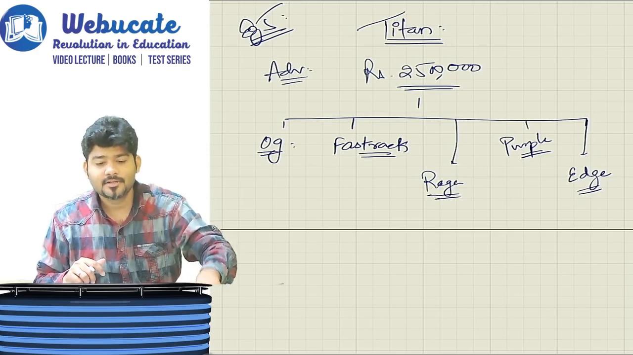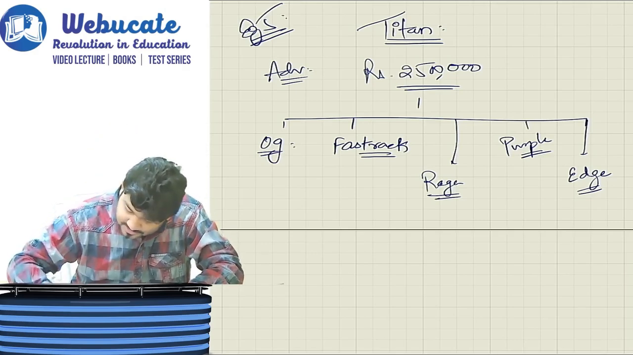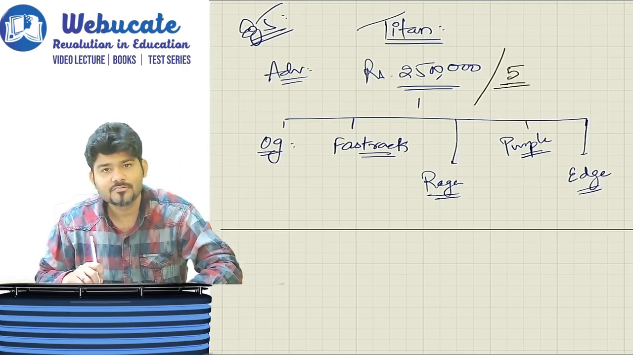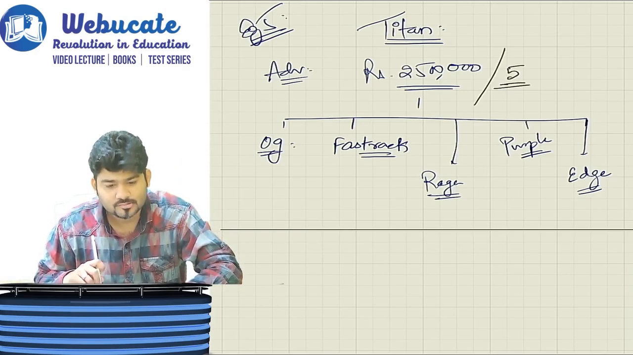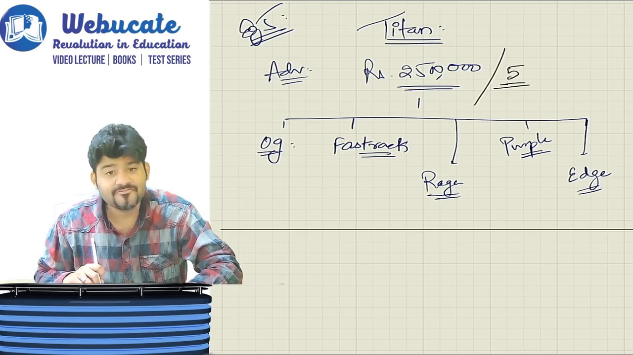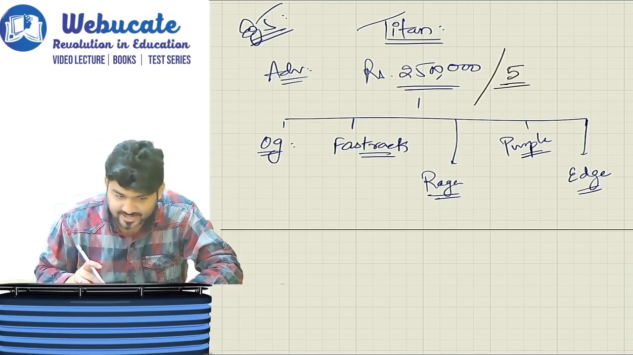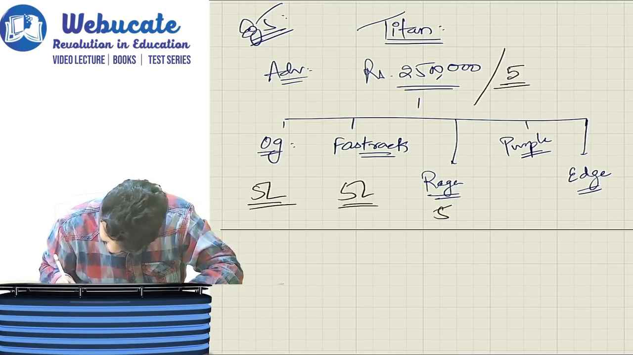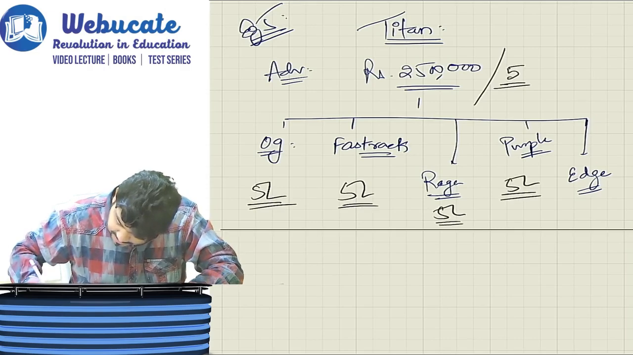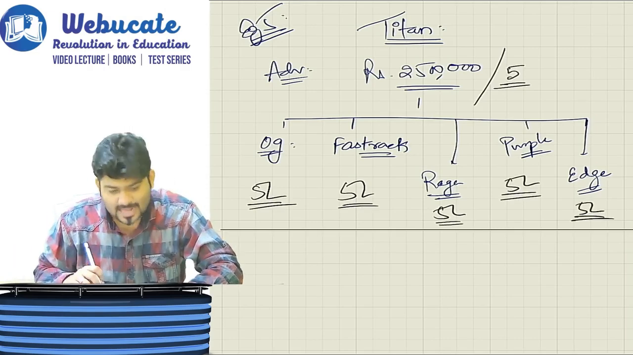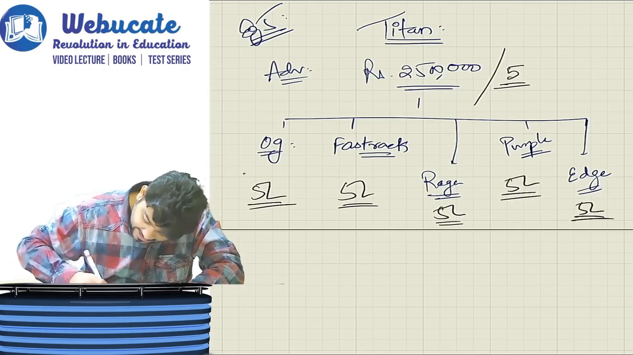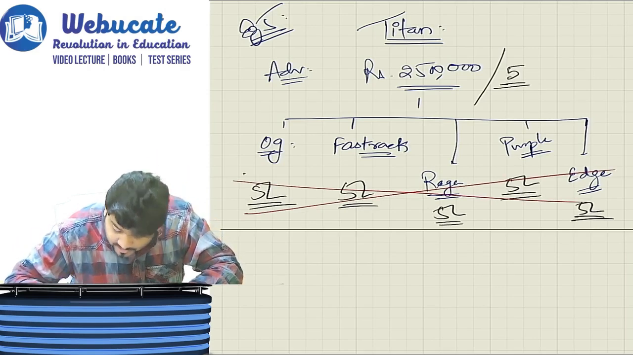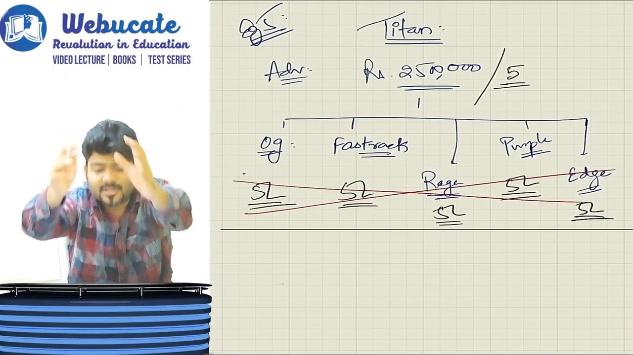Yes, you are right. 25 lakh rupees divided by 5. 5 lakh rupees is what it charged, 5 lakh rupees per brand. And this is so incorrect. Why on earth do they forget that cost should be charged based on consumption?